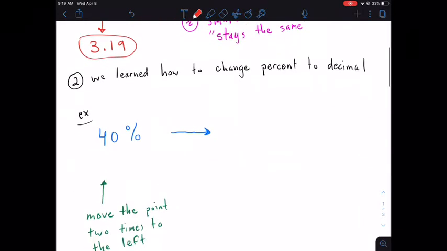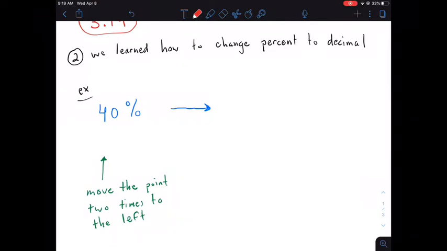Step 2 says, we learn how to change percent to decimal. An example is 40%. You move the point 2 times to the left. Our point is always to the right, and we move it 2 times to the left. 1, 2. So now my decimal is 0.40.